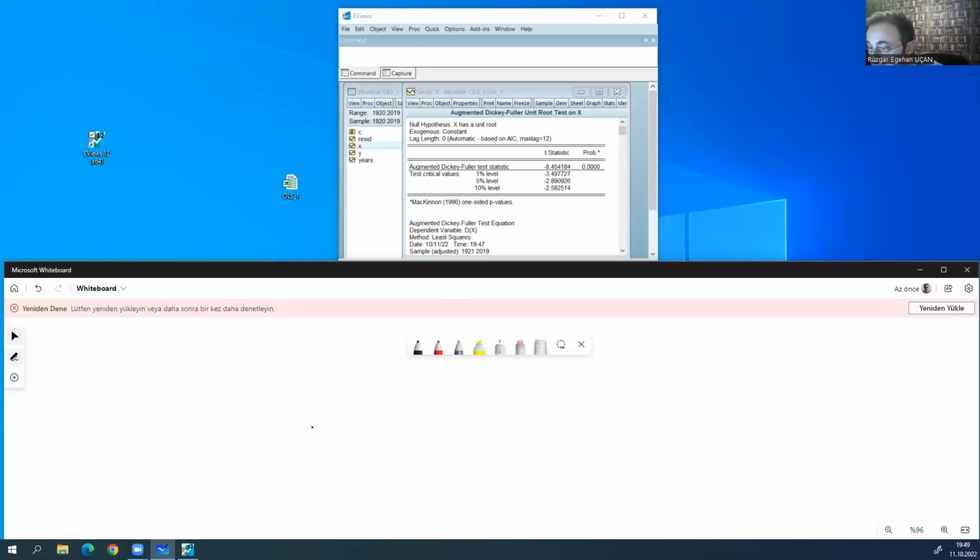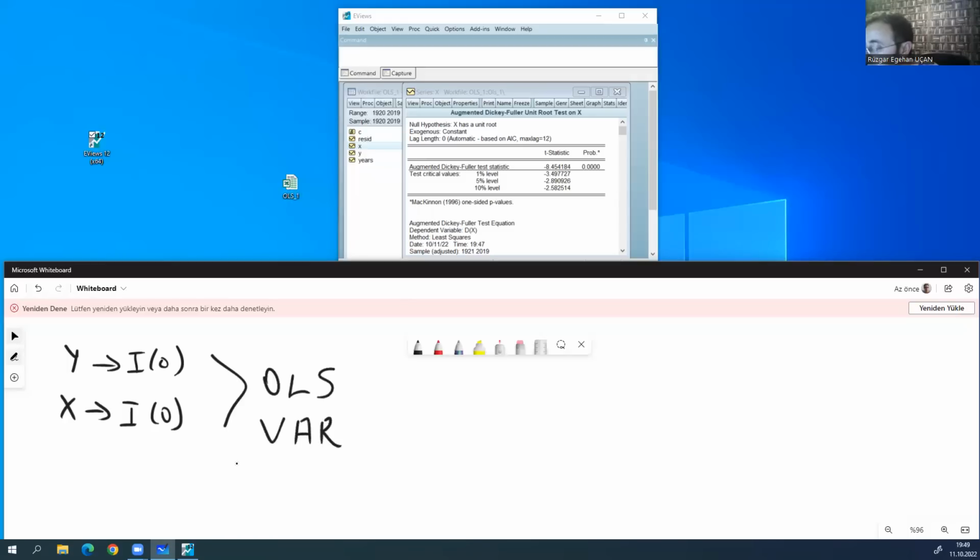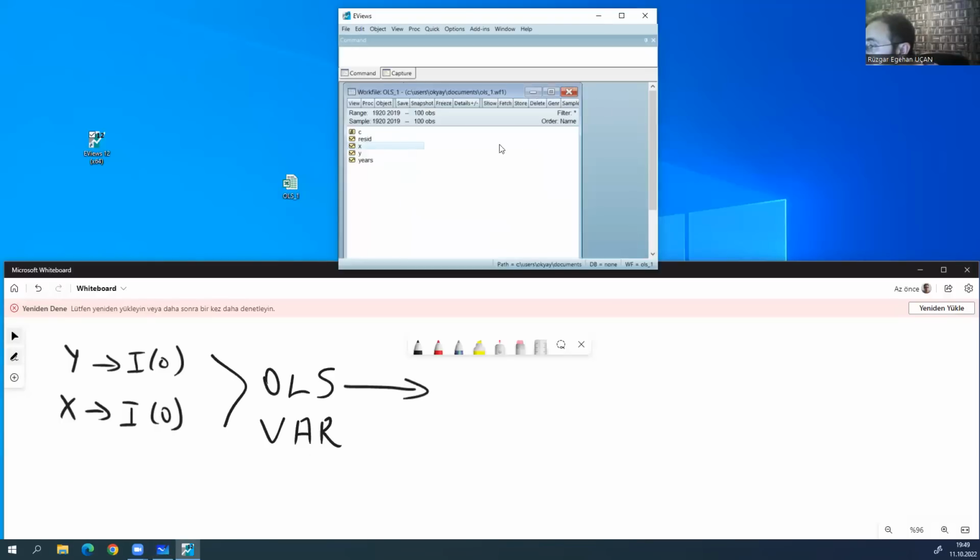Let's write it again: Y I(0) and X I(0). If we have two I(0) variables, you may remember from the last video that we can do either ordinary least squares or vector autoregressive models. Today we are going to do ordinary least squares. How can we use this method?